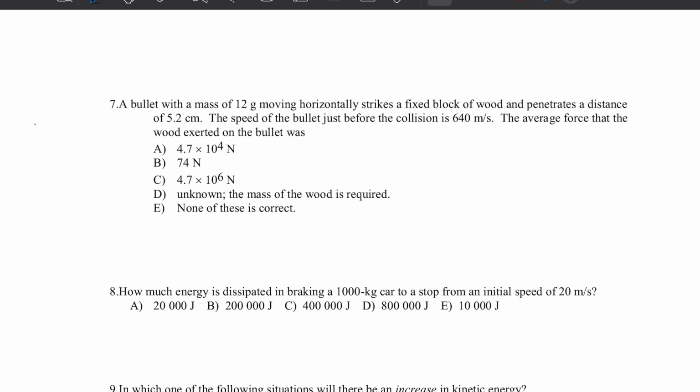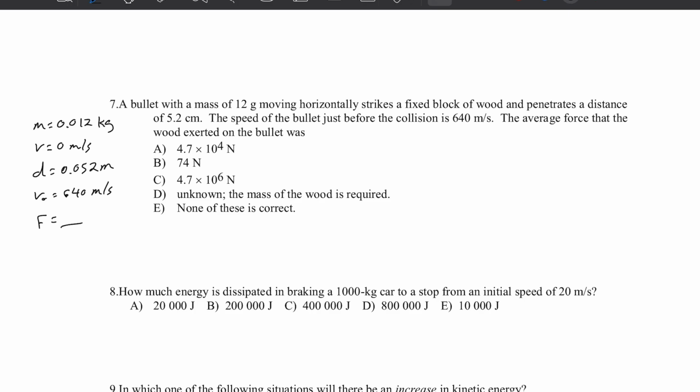Number 7, a bullet with mass of 12 grams. That means the mass is 0.012 kilograms. Strikes a fixed block of wood and penetrates a distance of 5.2 centimeters. So the displacement would be 0.052. The final velocity is going to be 0 because it embeds into the wood. The speed of the bullet just before the collision is 640 meters per second. The average force that the wood exerted on the bullet was.